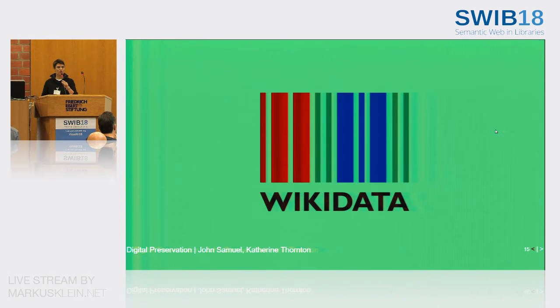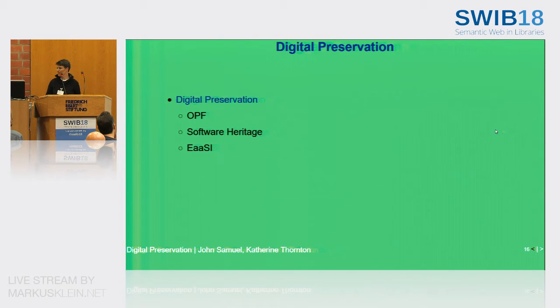So shifting now, we see that Wikidata is a cross-domain knowledge base. And how could we use this for digital preservation? Some of the organizations that we're working with are the Open Preservation Foundation, which is working on providing open source tooling for the work of digital preservation, and Software Heritage, which is an international program to archive software source code. Then the project that I'll be talking about today is called EASY, which stands for Emulation as a Service Infrastructure.